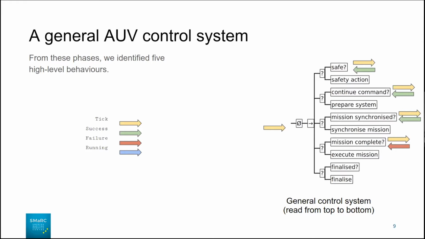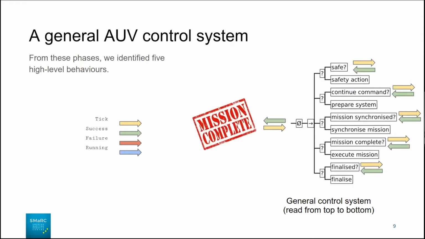So for example, here we tick mission complete. It's not, so that returns failure. So then that means we need to execute the mission. So then we execute the mission, and that runs for a while, and then eventually the mission is complete, and then we need to finalize it, and eventually it's finalized, and then it's complete.